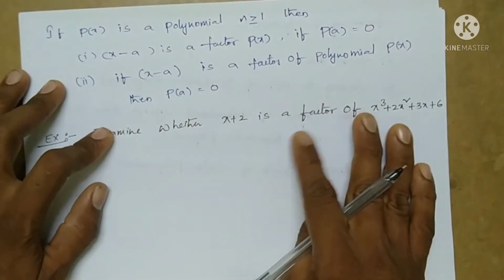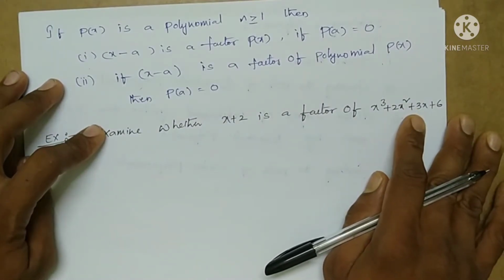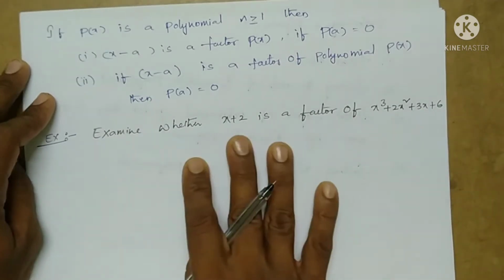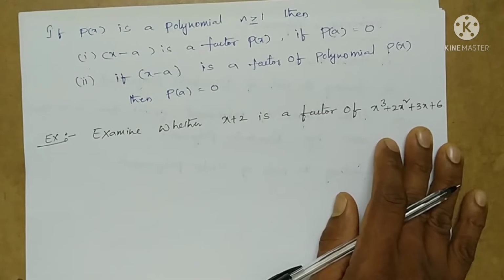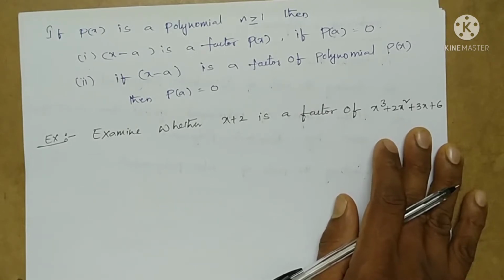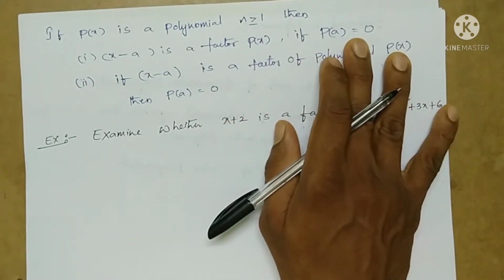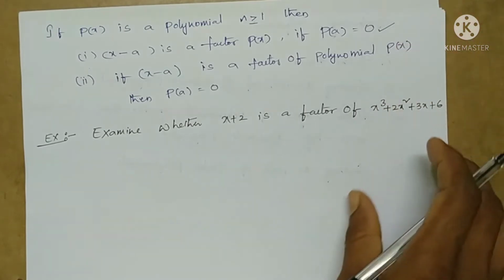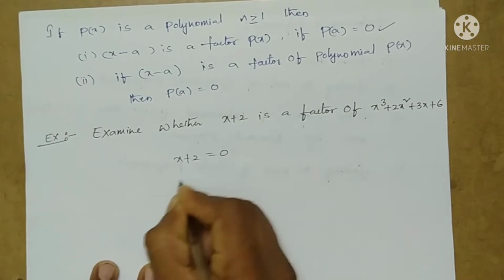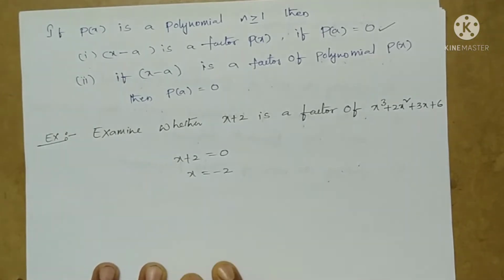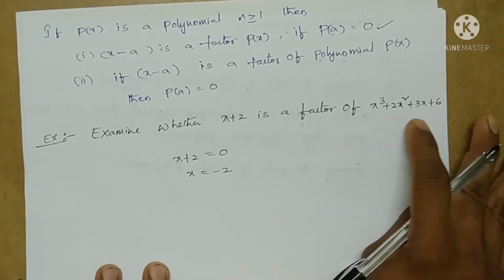Examine whether x plus 2 is a factor of x cube plus 2x square plus 3x plus 6. So this is a linear polynomial, right? This is a cubic polynomial. By using the factor theorem, if x minus a is a factor of p of x, then p of a is equal to 0. So let's check the first condition. x plus 2 is equal to 0, so x is equal to minus 2. Substitute x equal to minus 2 in the cubic polynomial.